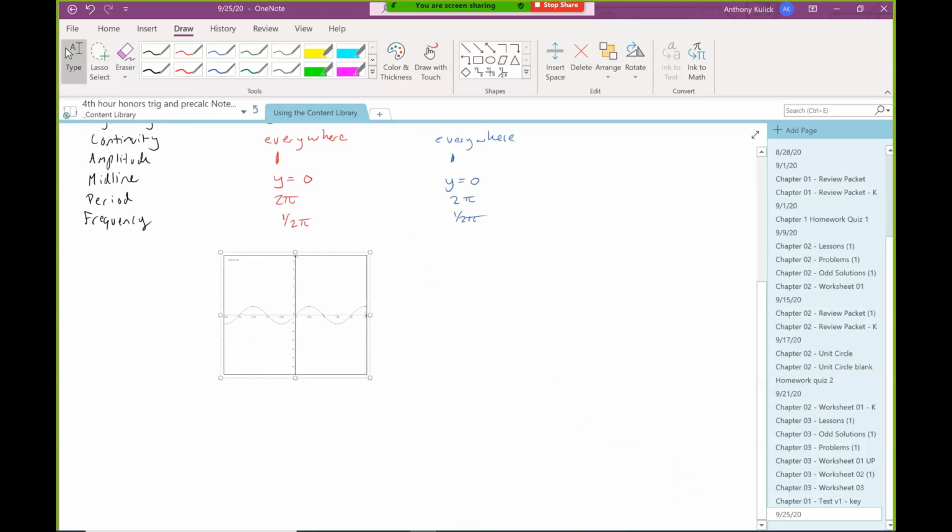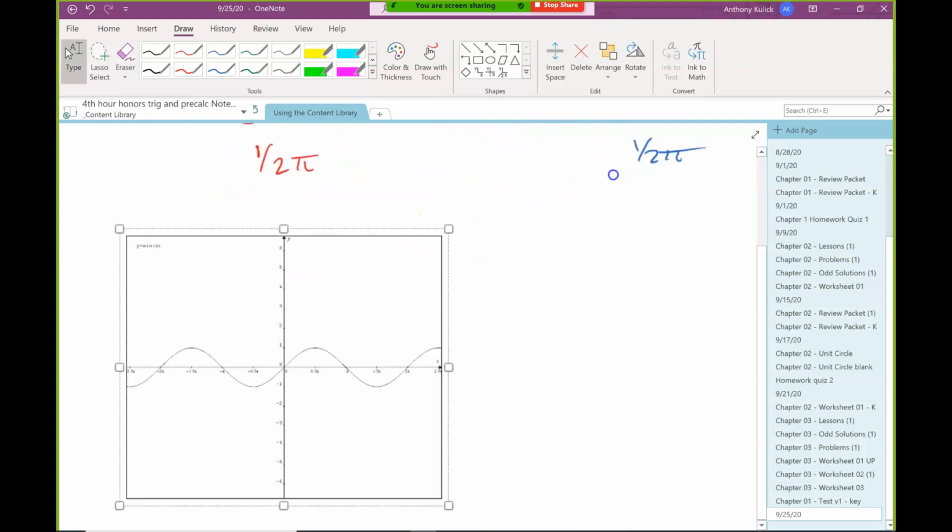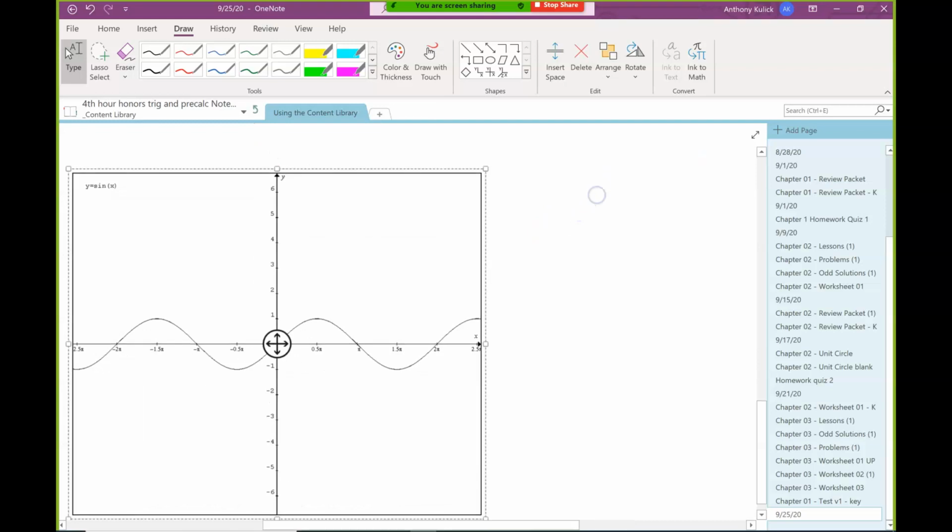So the graph for sine looks like this. And again, you don't really need to copy these things down. I'm just embedding them into the notes so that if you go look at the notes, you'll have a picture to go along with it. So this is the graph of y equals sine x, the parent function. And we'll look at the graph of y equals cosine x next.